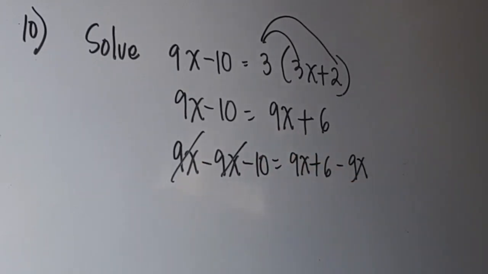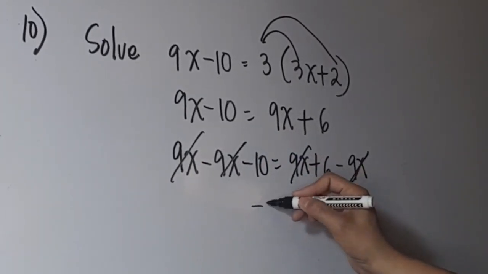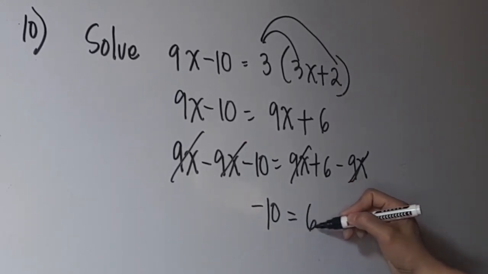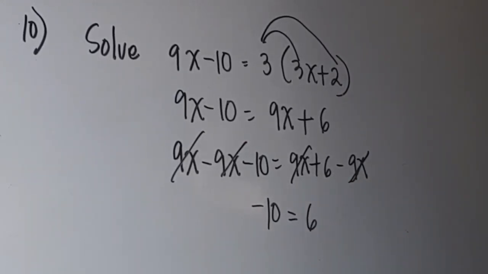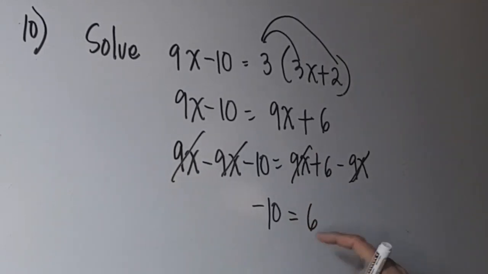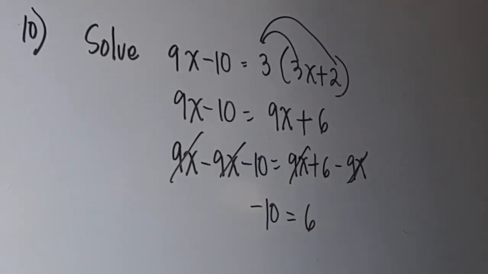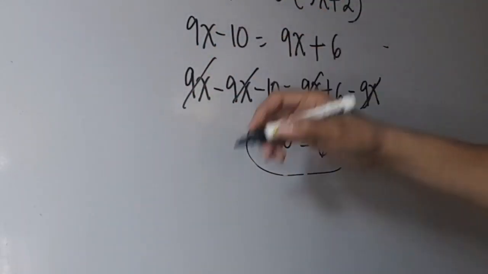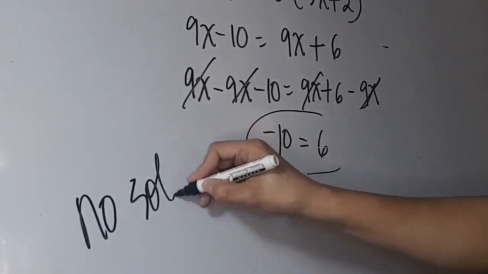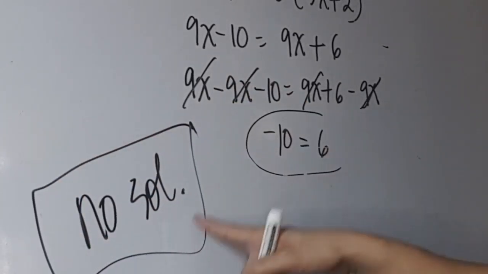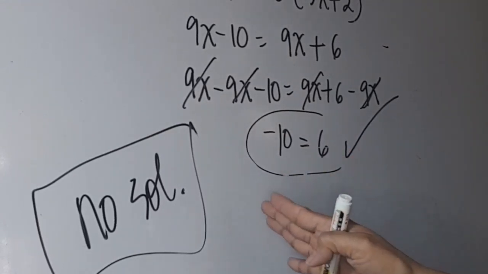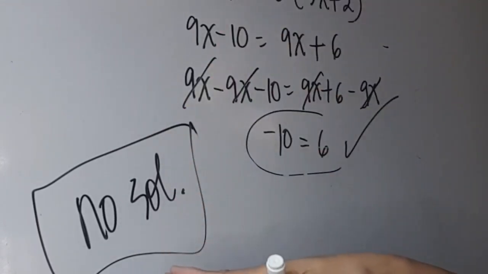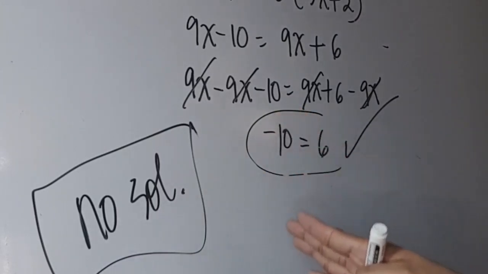So, it will be just negative 10 is equal to positive 6, which is wrong. So, that is a false statement. Negative 10 is not equal to positive 6. Hence, the equation is said to have no solution. So, pwede yan. If it resulted to a false equation, then the equation does not have a solution.